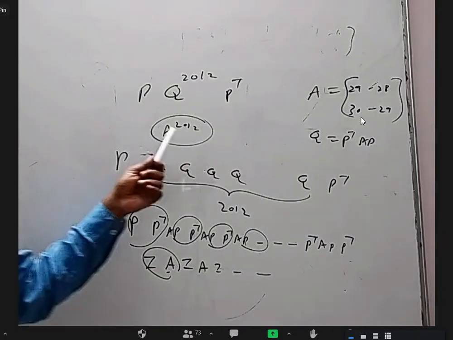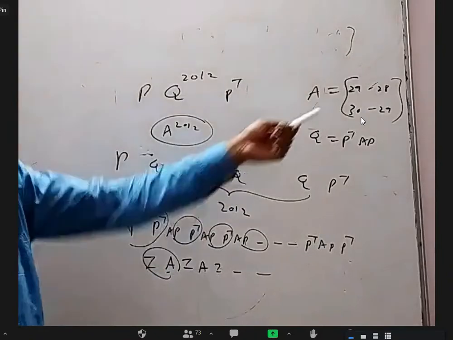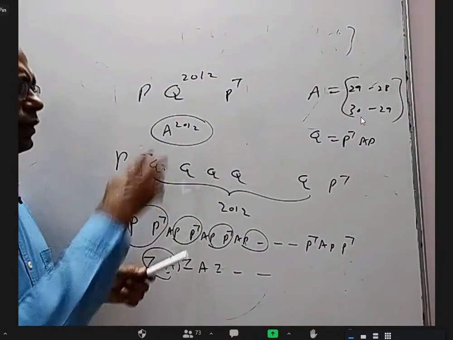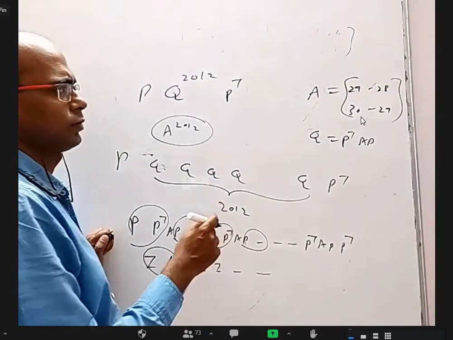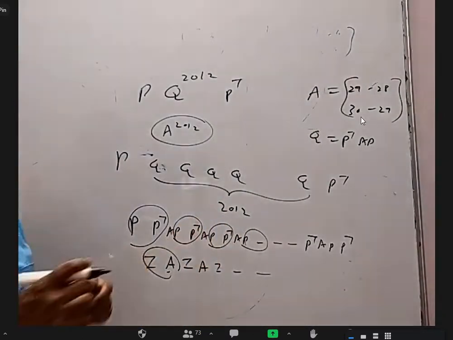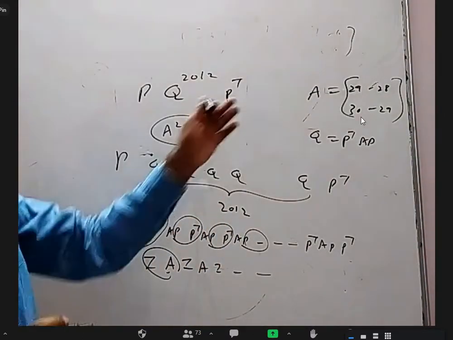Okay. Now coming to A power 2012. Now how are you going to find A power 2012? Sir, if you find A square, it's identity matrix. Oh, you want to write identity matrix plus something.